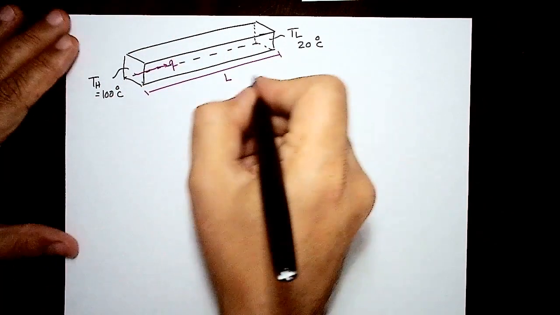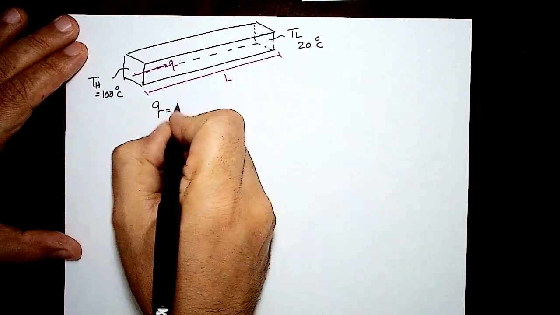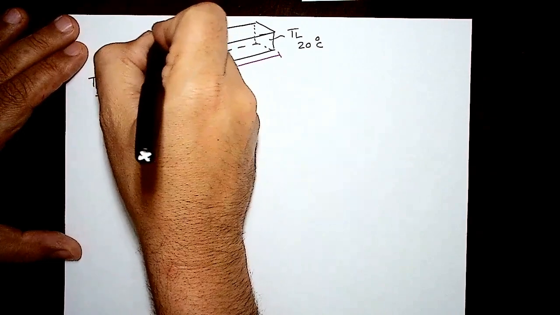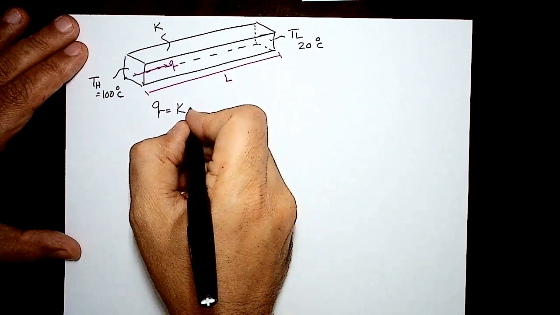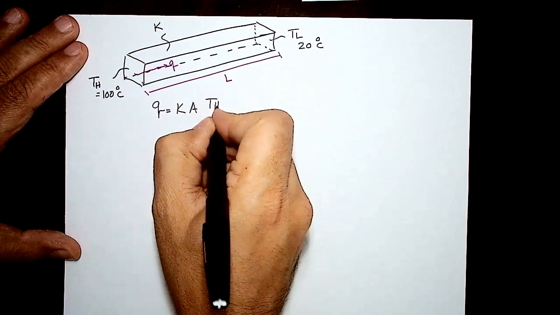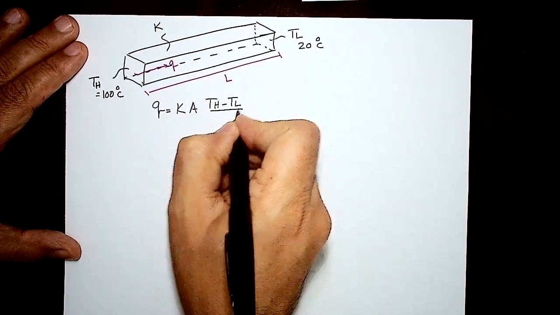I will simply use the equation Q is equal to K, which depends on what material this is, then A times TH minus TL divided by the length.